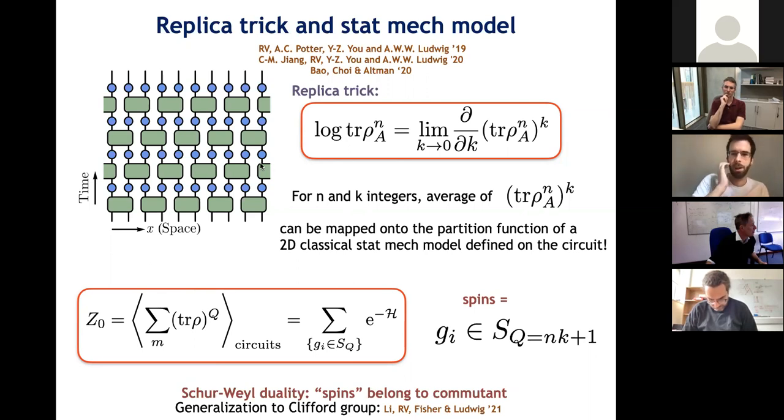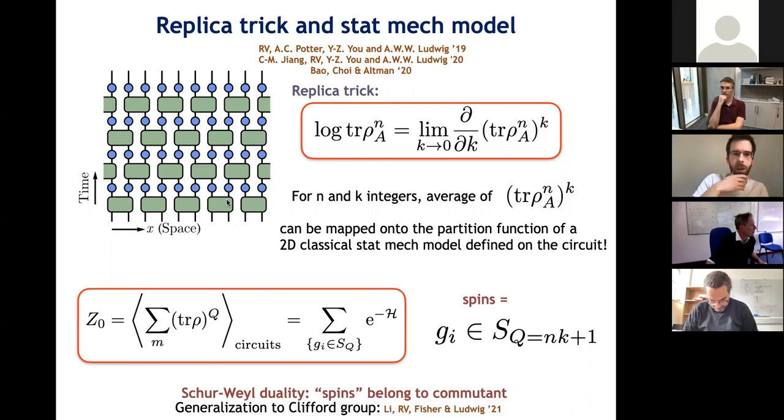Somehow the degrees of freedom of the stat-mech model end up being permutations of those replicas. I have a bunch of copies of my system. N is a Renyi index, K is some replica index, and I have a copy from the Born probability, and you have permutations of those copies. Again, it's a completely irrelevant technical detail for now, and we know how to do this for Haar gates, and you can take different subsets of gates.